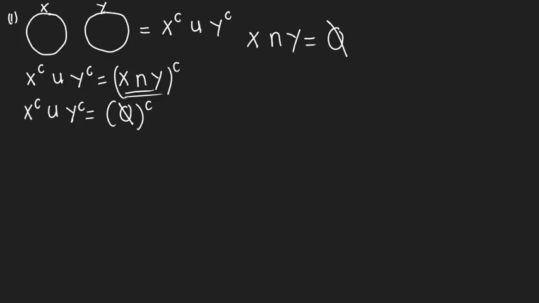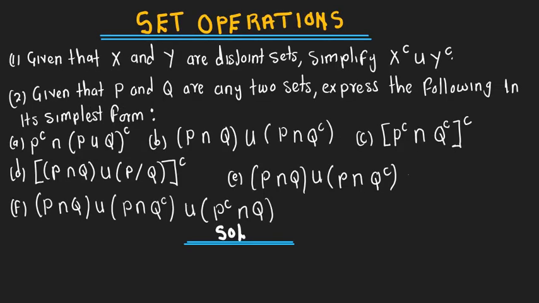Complement of the empty set is going to give you the universal set. Because if you do complement of the empty set, you are saying everything outside the empty set, you're going to remain in the universal set. Hence, x complement union y complement is going to give you the universal set. That is the final answer. We go to question 2.